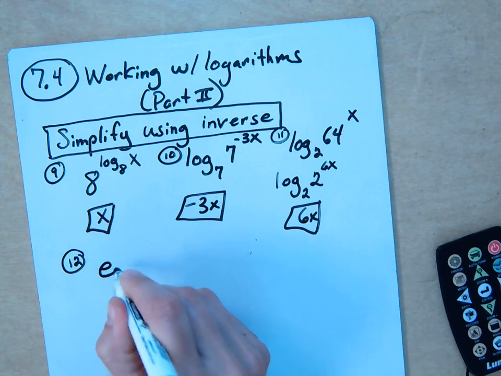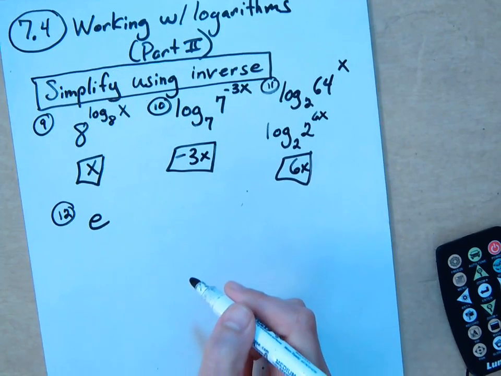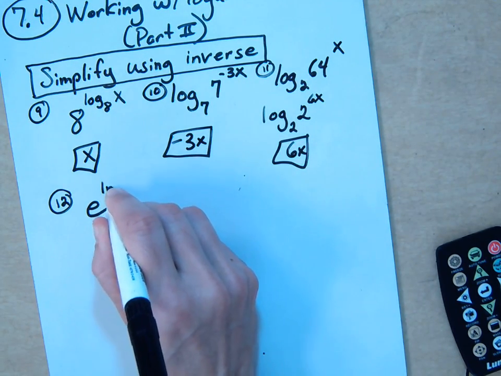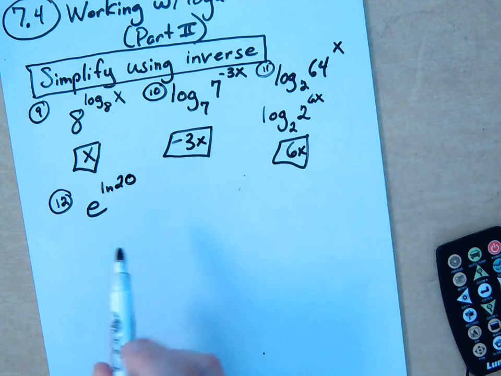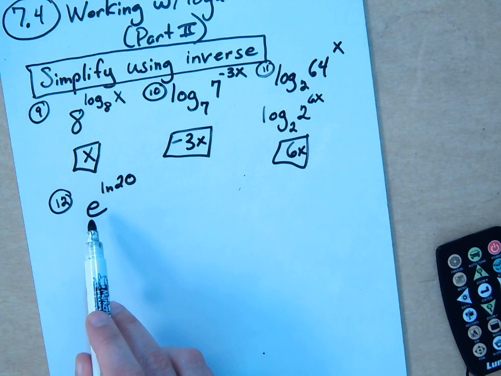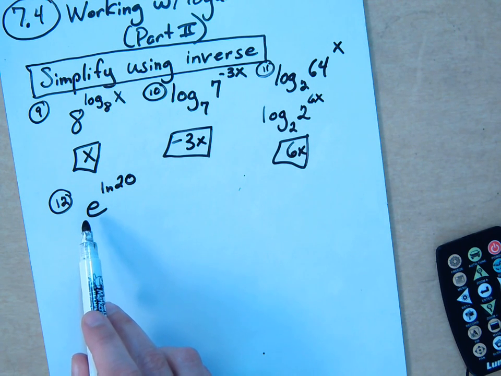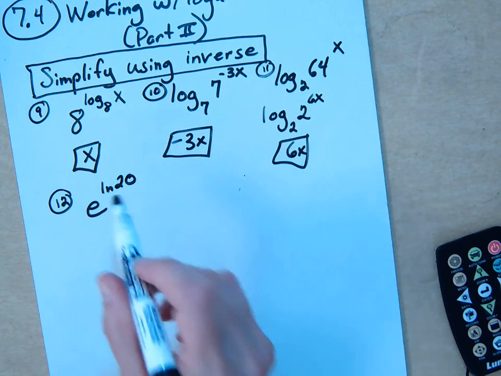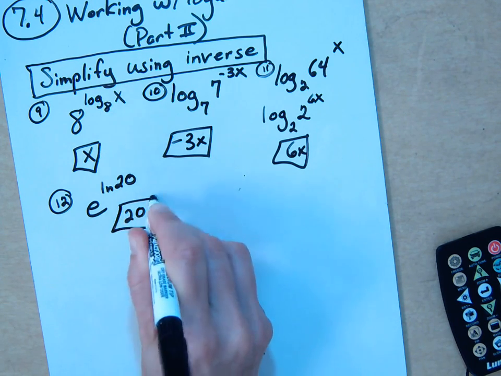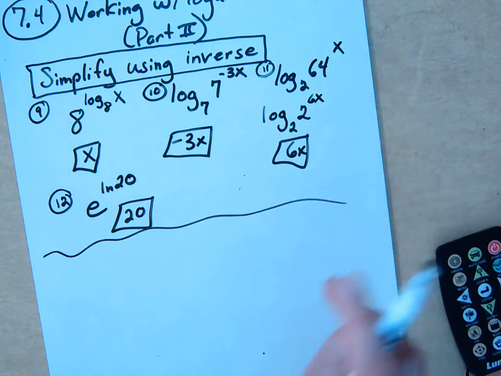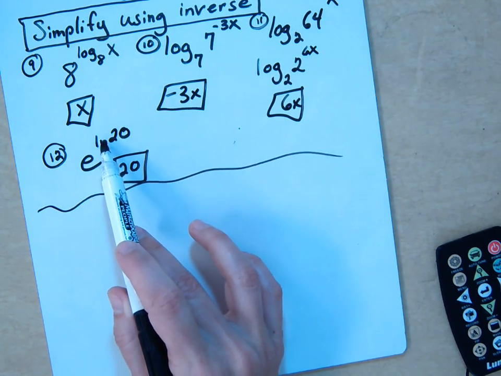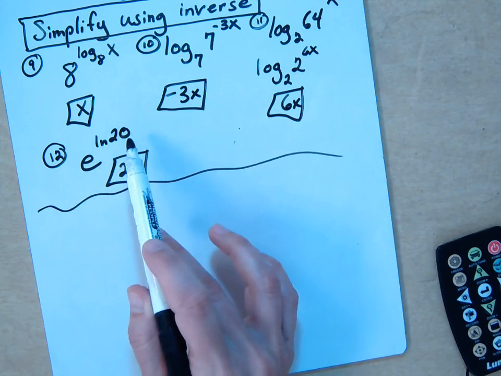Let's try one last one. Let's try e raised to the natural log of 20. Very simple, because natural log is base e already, and the base here is e. They undo each other, so you simply get 20 exactly. The e and the natural log cancel each other out, and you just get 20.